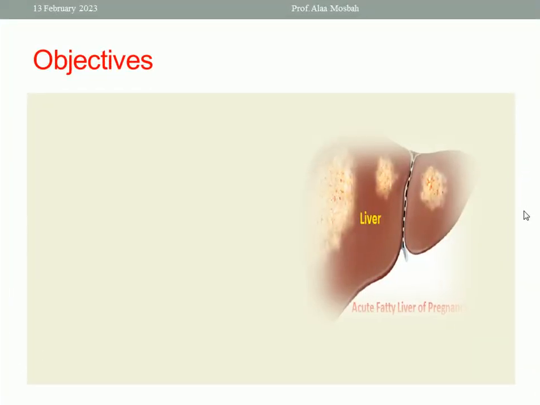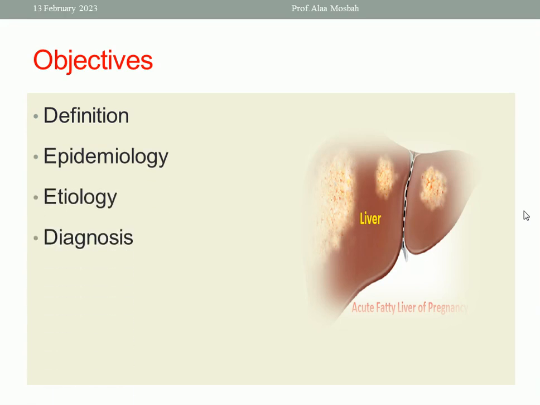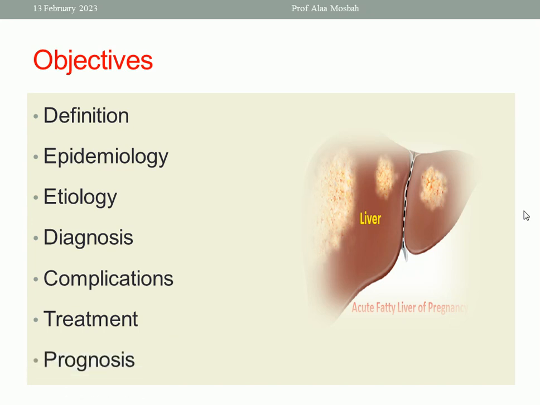So, what are the objectives? The definition of acute fatty liver of pregnancy, epidemiology, etiology, diagnosis, complications, treatment, and lastly, the prognosis.